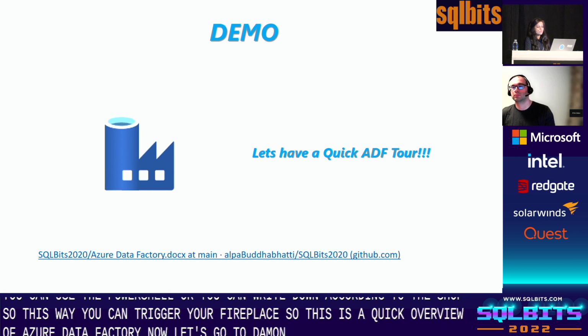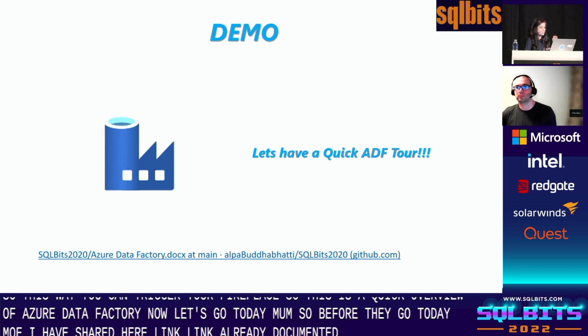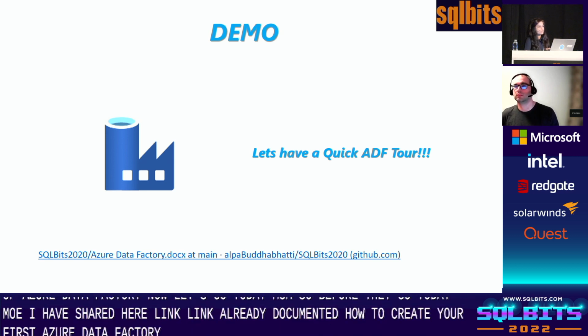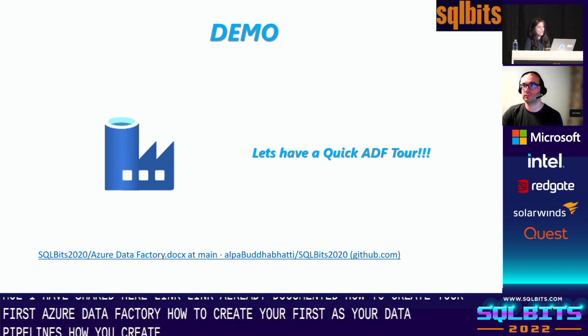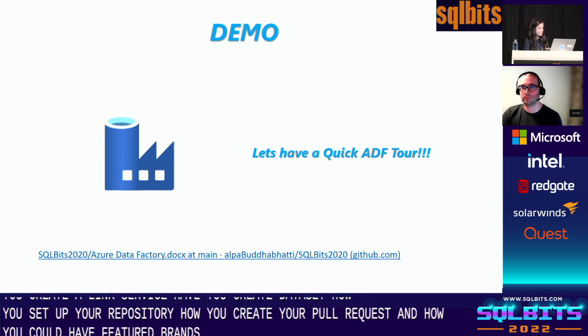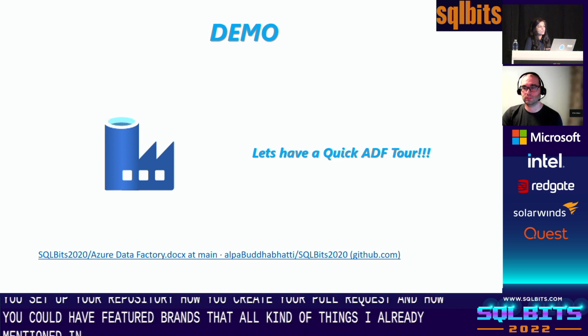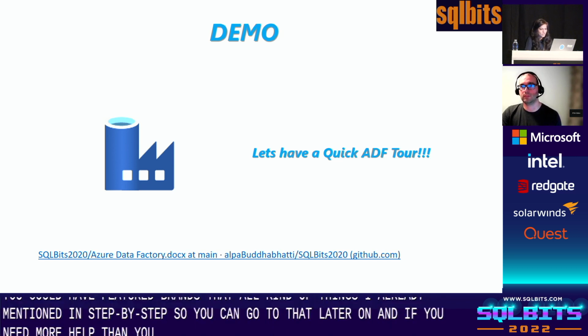Before we go to the demo, I have shared a link. In that link, I have already documented how to create your first Azure Data Factory, how to create your first Azure Data Factory pipelines, how you create a linked service, how you create a dataset, how you set up your Git repository, how you create your pull request, and how you create a feature branch. All those kinds of things I have already mentioned step by step. So you can go through that later on, and if you need more help, then you can contact me as well. So with that, let's move into the browser now.